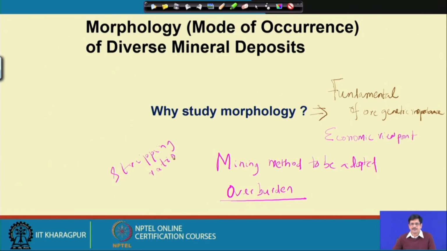It is an important economic parameter which comes into existence. So, understanding the morphology of the ore body is of paramount importance in economic geology, in the study of ore deposits, and also in later economic activities.